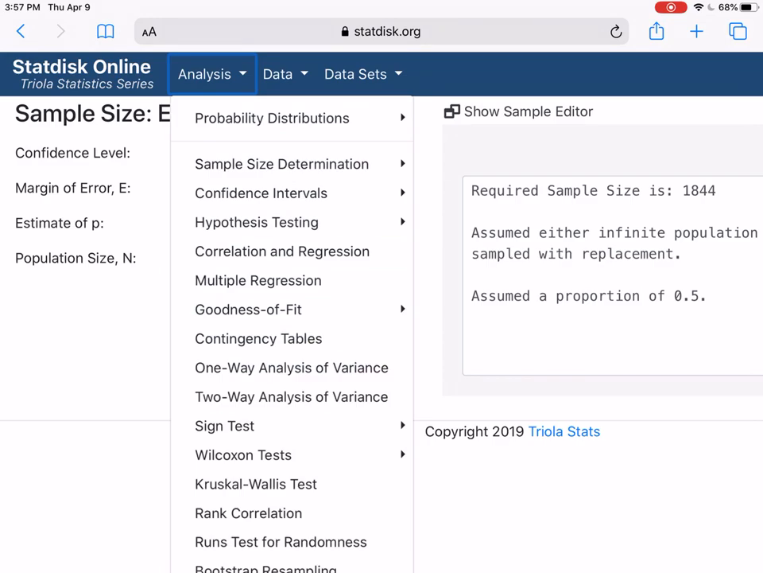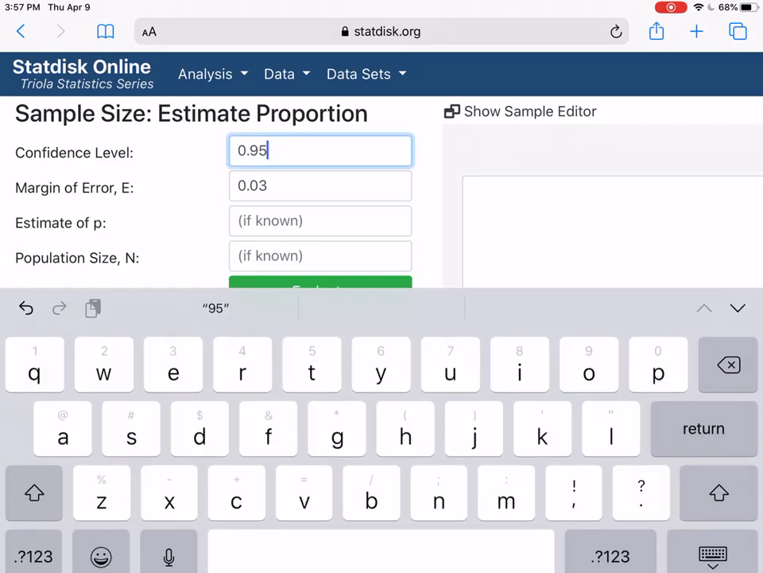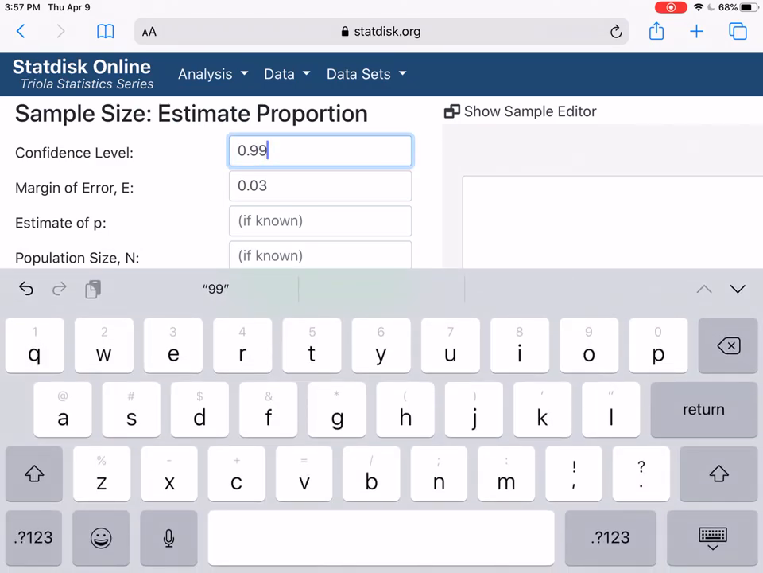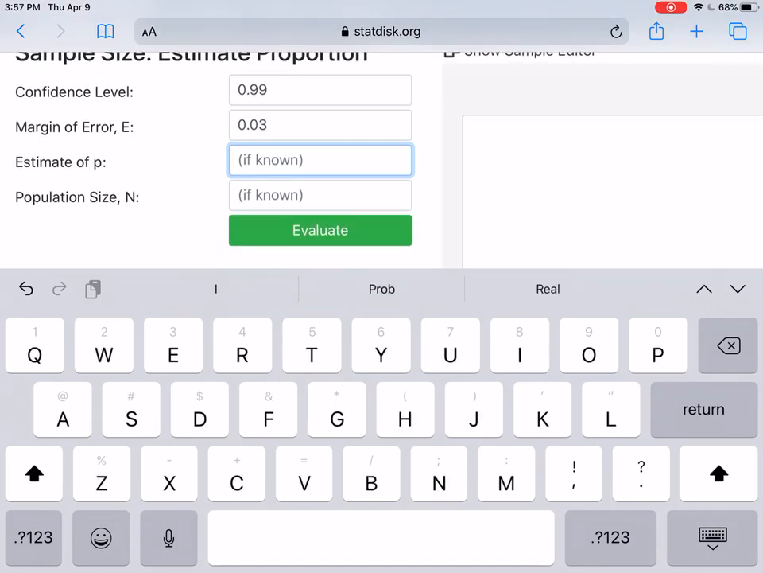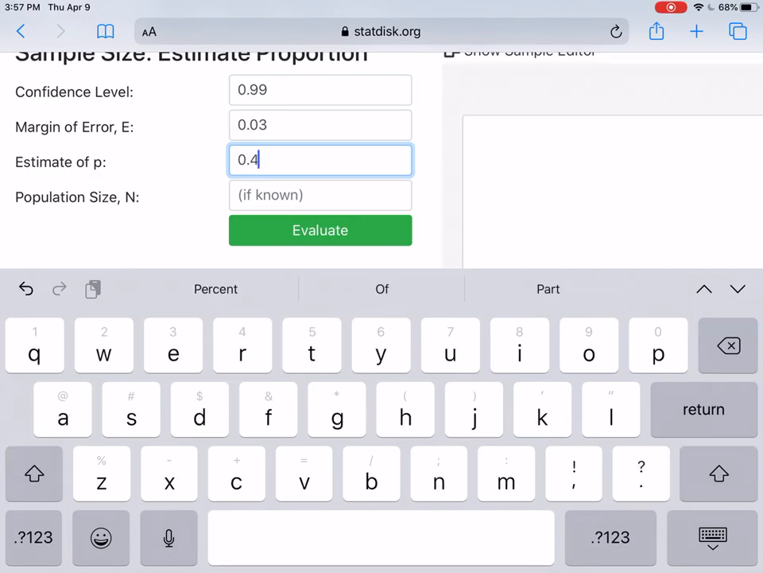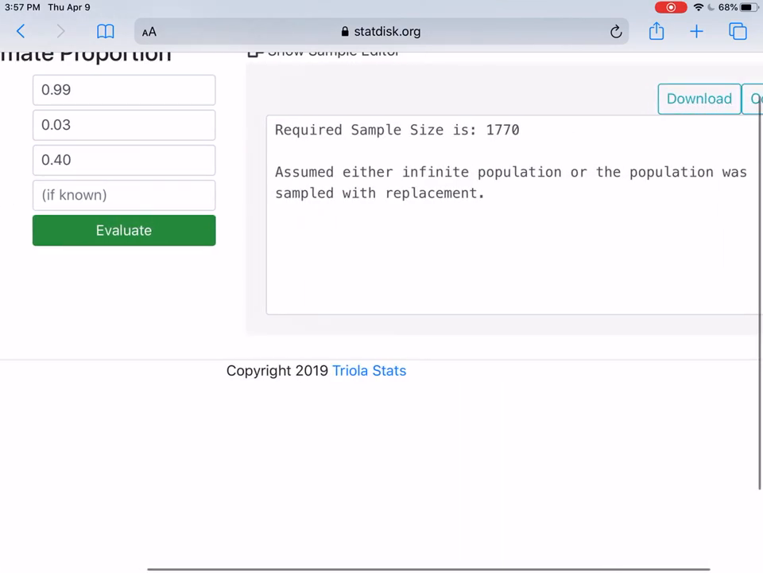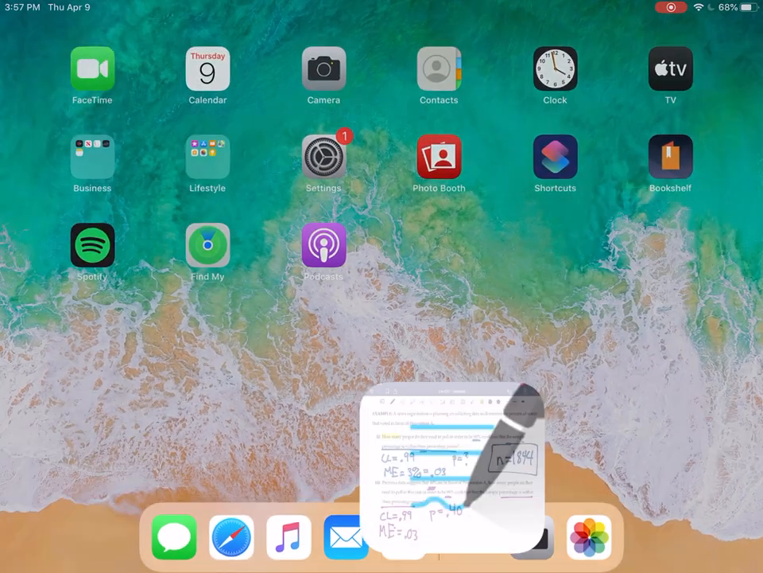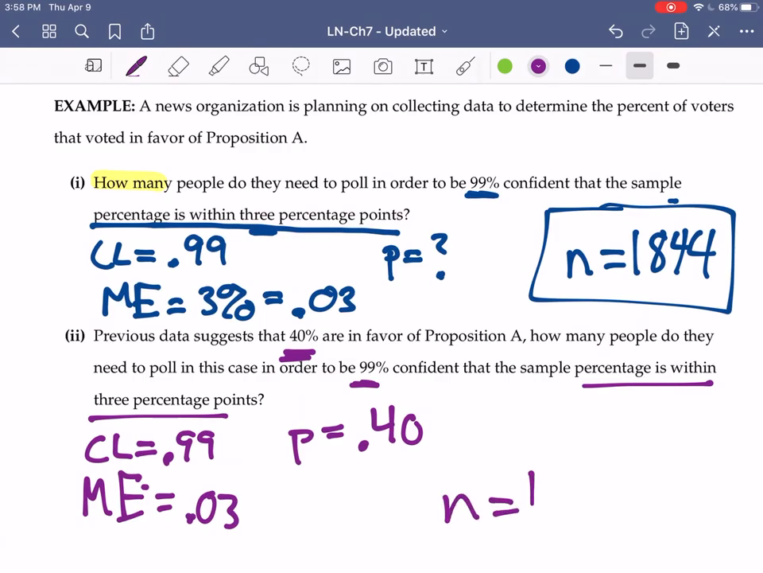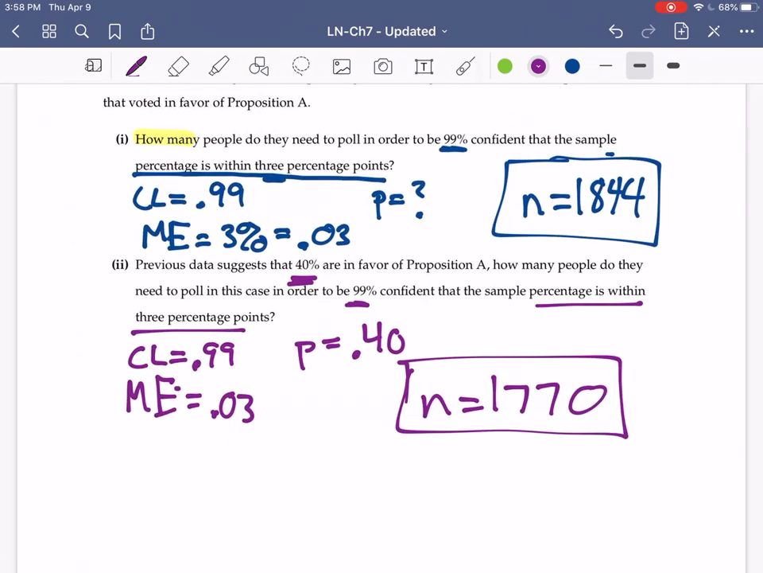Again, I would choose Analysis, Sample Size Determination. We're estimating a proportion. Our confidence level is 99%. Our margin of error is 3%. And our estimate for the proportion is 0.40, or 40%. So we will evaluate that, and this gives us an answer of 1,770. So 1,770 people. And that is how we can determine sample size.